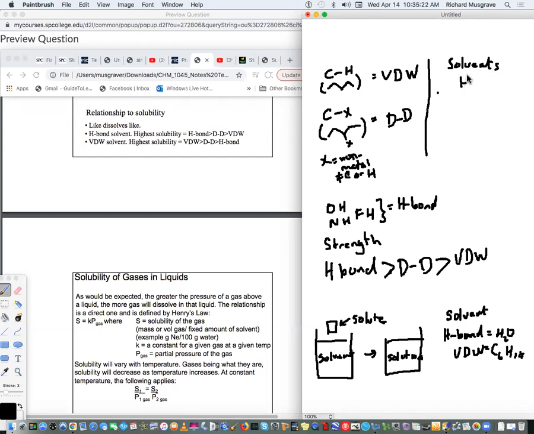So for H bond, which is water, we know H bond is better than dipole dipole is better than Van der Waal, and this is for solutes.